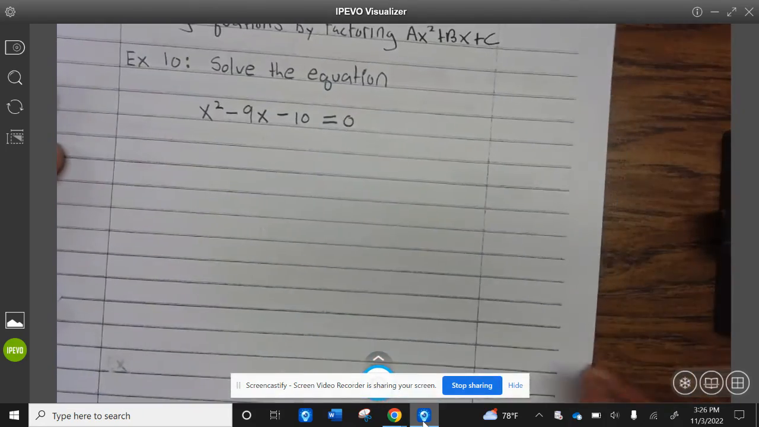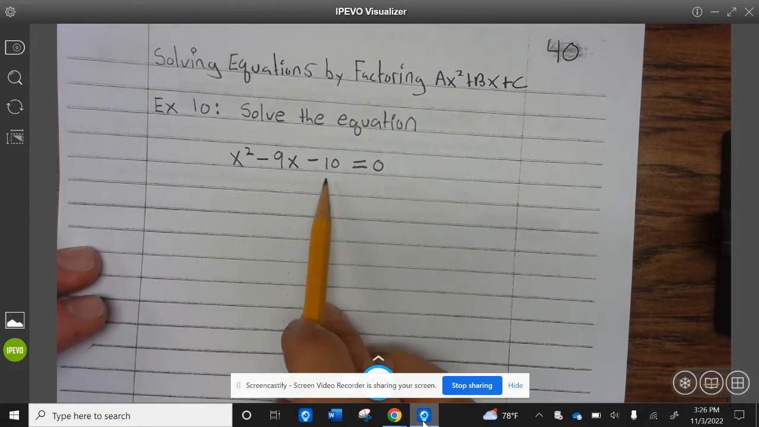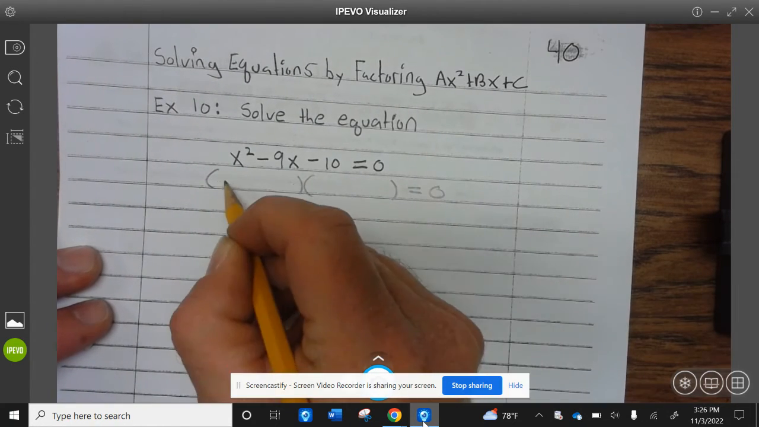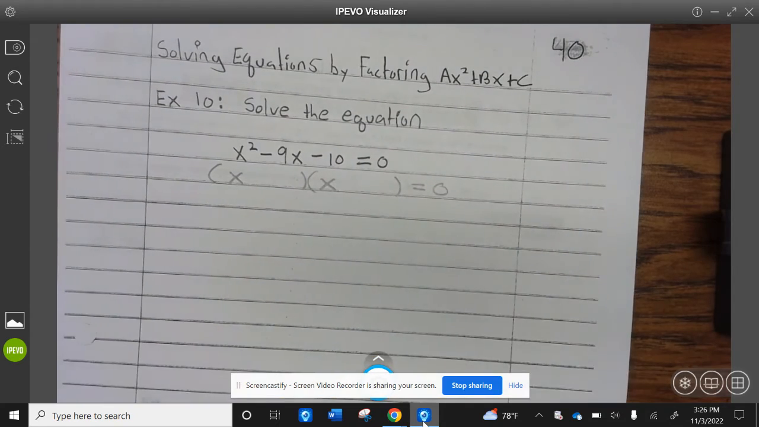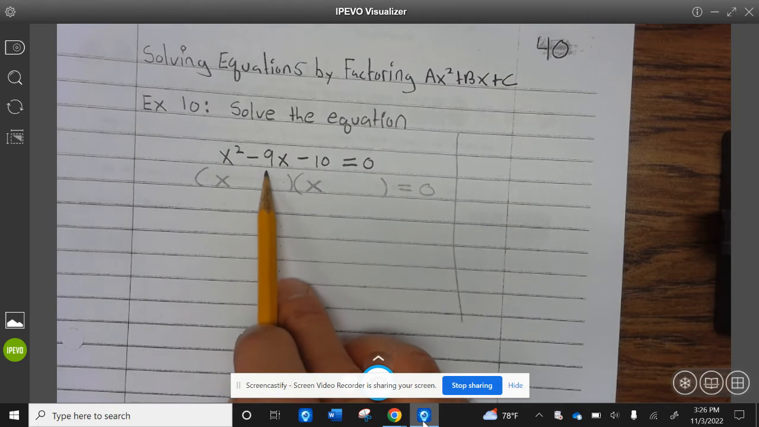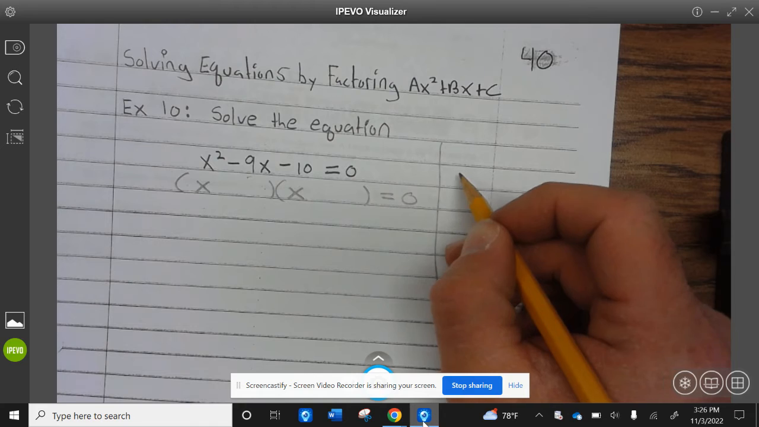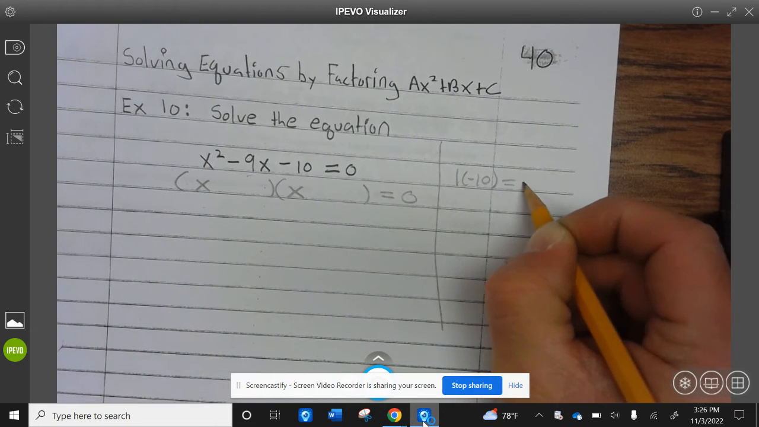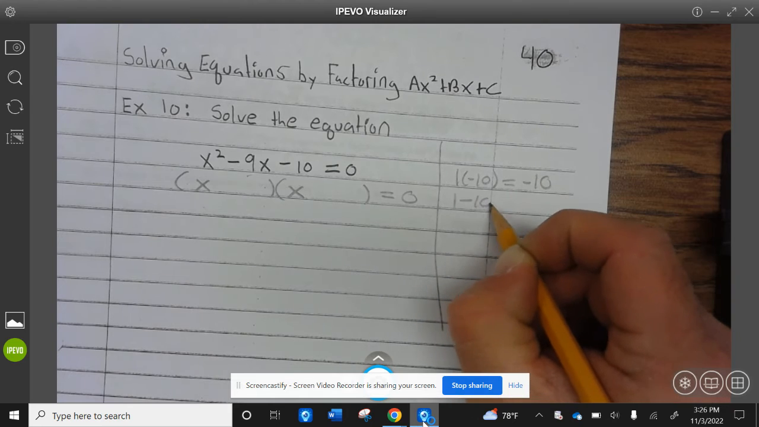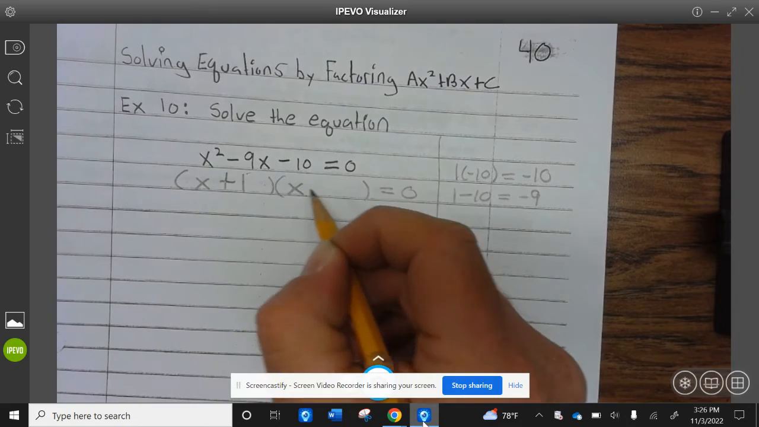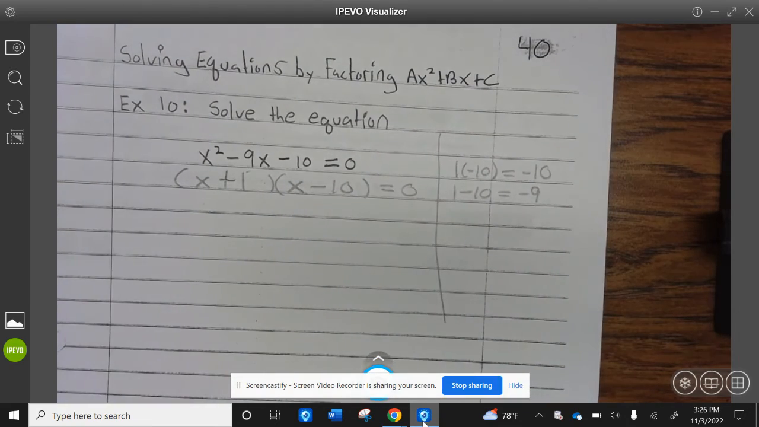Example 10. Now, example 10, everything's on the left, so we can go straight to factoring. We know that x and x makes x squared. Now we need to figure out what numbers multiply to give you negative 10, combine to be negative 9. Since the middle number is negative, the bigger number is negative. So 1 times negative 10 is negative 10. 1 minus 10 is negative 9. So our factors are x plus 1, x minus 10.